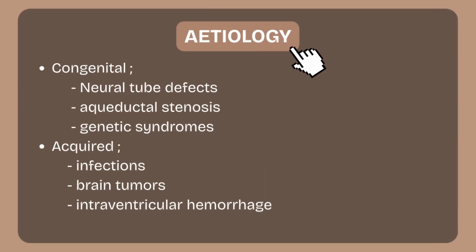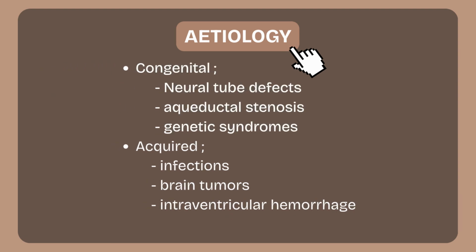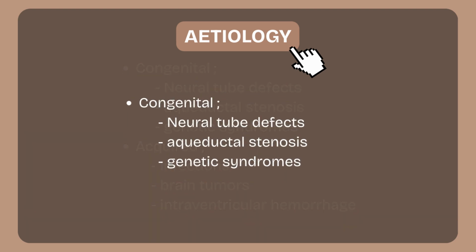The etiology of hydrocephalus refers to the underlying causes or reasons why cerebrospinal fluid, also known as CSF, accumulates abnormally within the brain's ventricles. These causes can be classified broadly into congenital and acquired. For the congenital, we have the neural tube defects, aqueductal stenosis, and also the genetic syndromes.